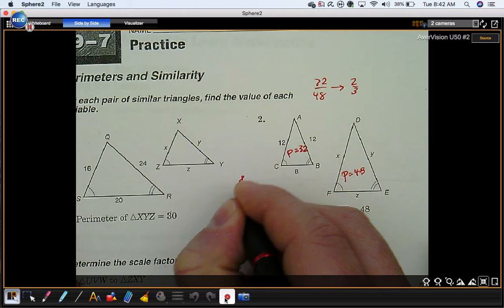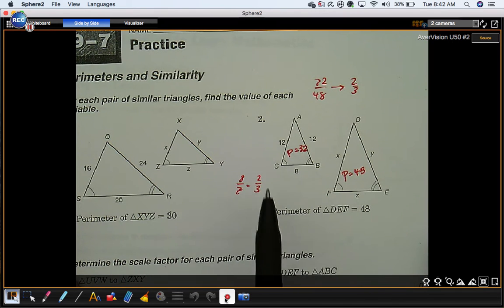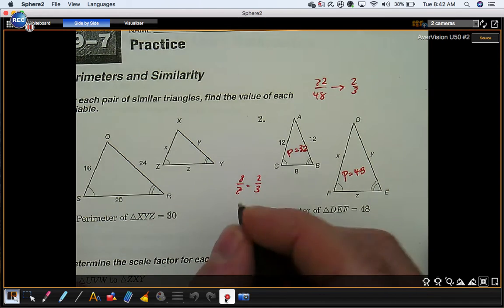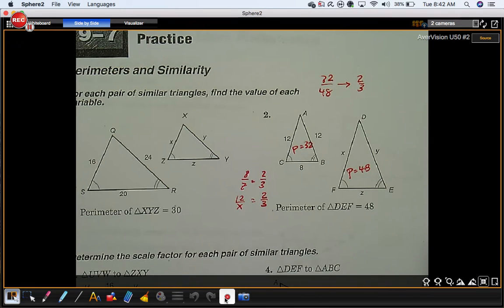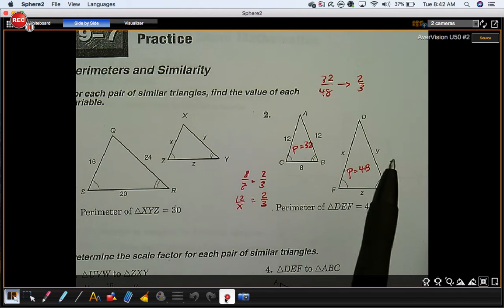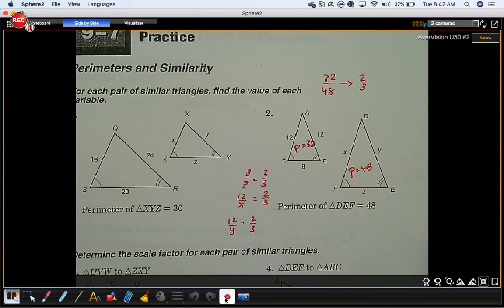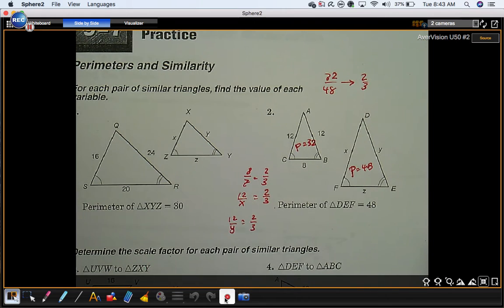8 to z equals 2/3. Notice how my smallest number's on the top. 8 is definitely from the smallest triangle, so z is bigger than 8. 12 to x equals 2/3 also. 12 to y is going to equal 2/3. So you don't even really need to write this proportion as well. Obviously, when you cross multiply, the value of y is going to match whatever x is. These triangles are isosceles, is what that means.